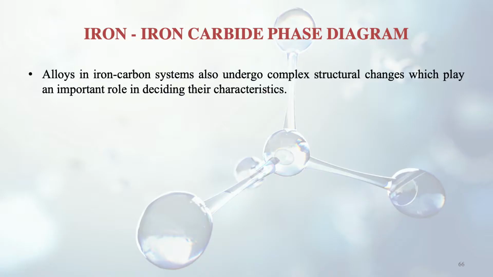Now we discuss the iron carbide phase diagram. Alloys in iron carbon systems also undergo complex structural changes, which play an important role in deciding their characteristics. If there are alloys, then obviously the properties will change and we will get different types of things, and we can use them for different kinds of purposes.